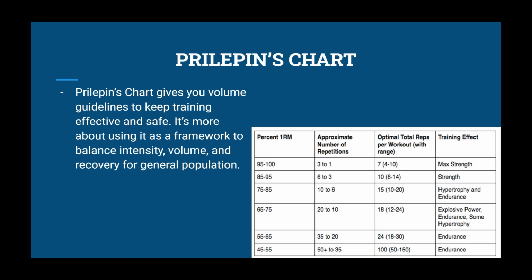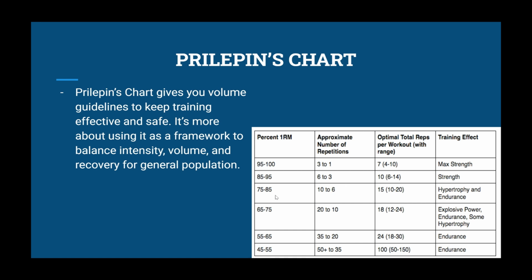Now, this is muscle group specific. With a range of 4 to 10 reps per that group, the training effect here is max strength. Then as we go down, we're looking at different ranges. So 85 to 95% of 1 rep max, from 6 to 3 reps, optimal being 10, is a strength benefit, as we saw with the chart I just presented.